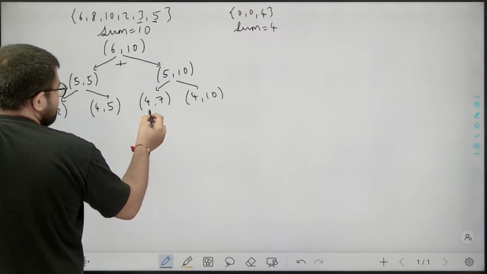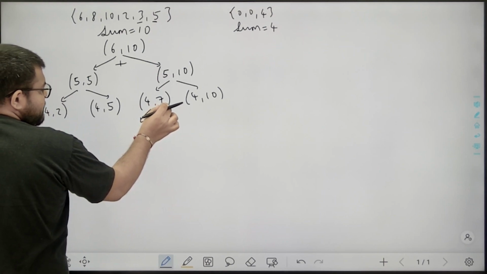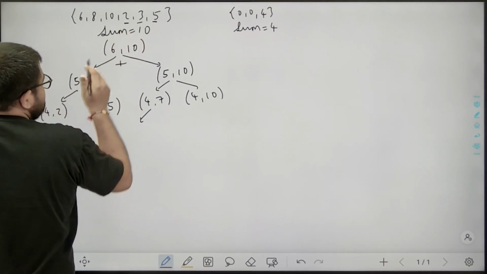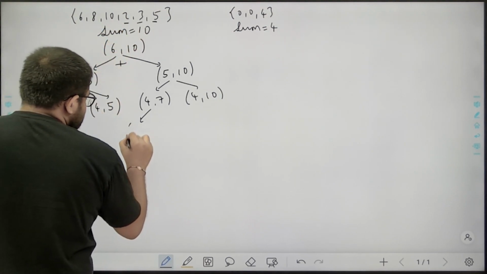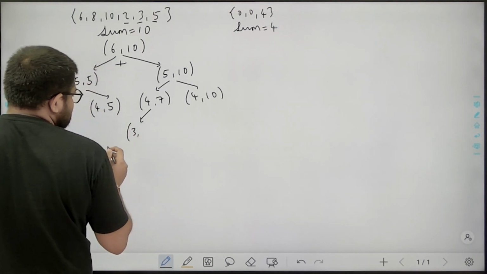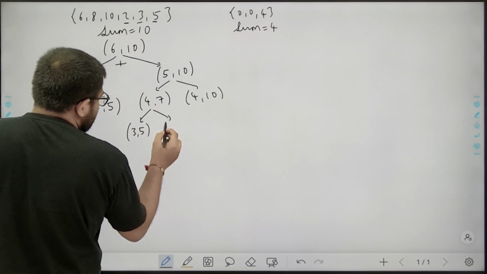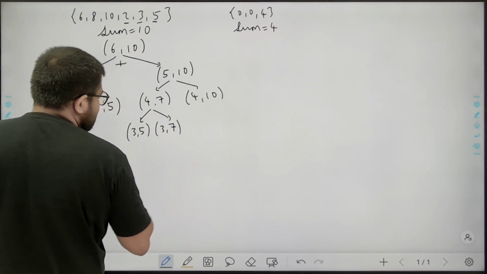If I go further, suppose this means the number of subsets whose sum is 7 considering the first 4 elements. Now I have to decide whether to take it or not to take it. Okay. So that is 2. Suppose I decide to take it. So the number of subsets of the first 3 elements whose sum is 5, because I considered this element, or I do not consider it, so the number of subsets of the first 3 elements whose sum is equal to 7.